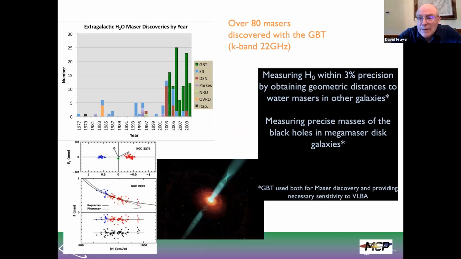Masers, we've done a lot of maser work. The GBT is used to discover the masers, and then they follow them up for high resolution studies with the VLBA to measure the masses of the central black holes. You can also measure the Hubble constant directly. So that was an ongoing project.